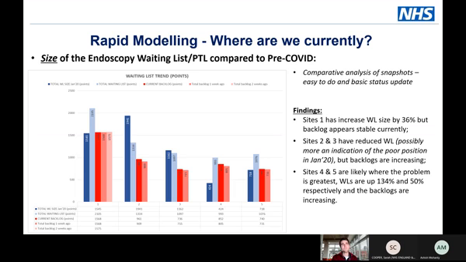So you can see there's big variation across Southeast London. At Sites 1, 4, and 5, you can see the waiting list has shot right up. So that's a concern. At Sites 2 and 3, the waiting list has actually gone down, but that probably speaks more to the position they were in January, and the poor position they were in January, than it does to the narrative around what's happened during the last few months during COVID for them. The other important thing you can look at is the size of the backlog, and whether that backlog is stable.